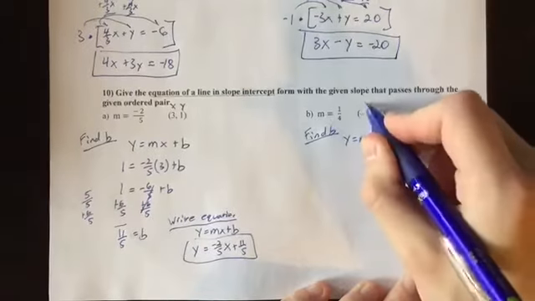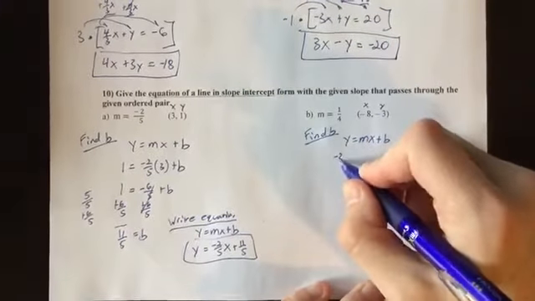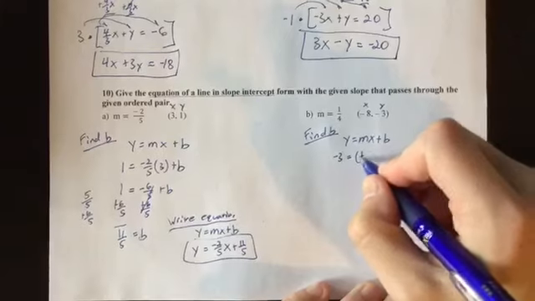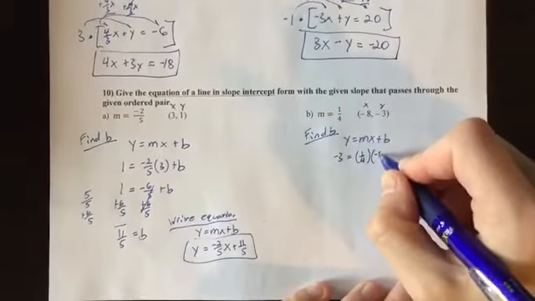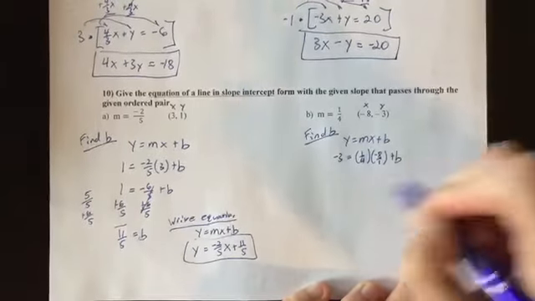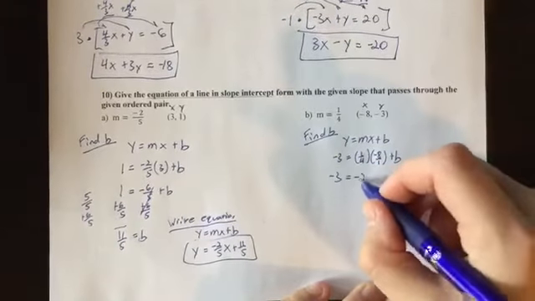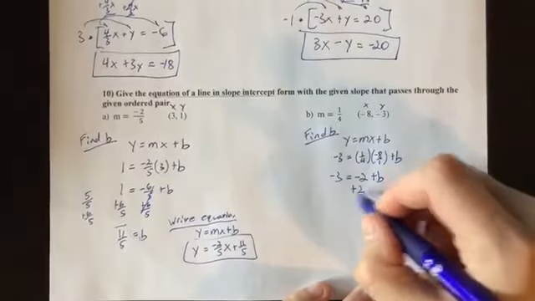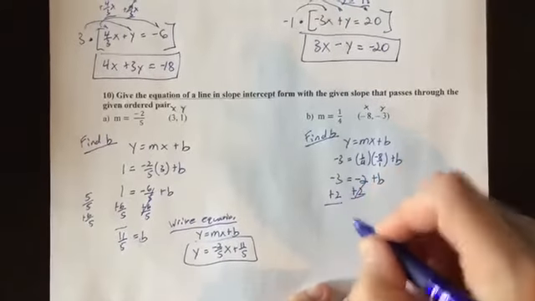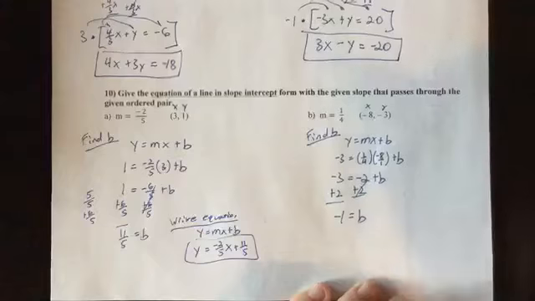They give us the slope and an x and a y. So we'll have negative 3 equals 1/4 times negative 8 plus b. 1/4 times negative 8 is going to be negative 2. So let's add 2 to both sides. And we'll get negative 1 is equal to b.